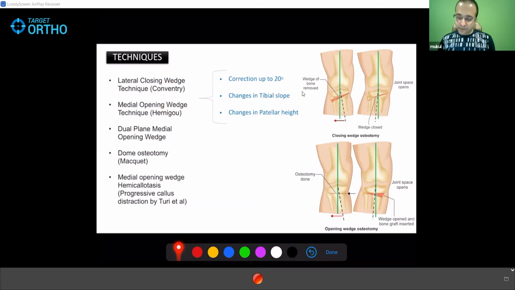But the problem with these techniques, so if you have to go with the lateral closing wedge, you have to osteotomize the fibula. That is one challenge. You have the peroneal nerve in that area. So you have to save it. Then problem is that with these wedges, you can just go to a correction of up to 20 degrees. So you cannot have large correction angles because there's only an amount of a wedge that can be resected, not beyond. Then there'll be some changes in tibial slope also, as I told you, as you do the STO. And there'll be changes in patellar height also.